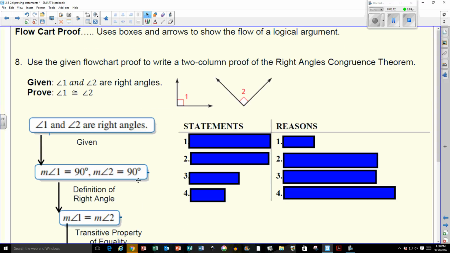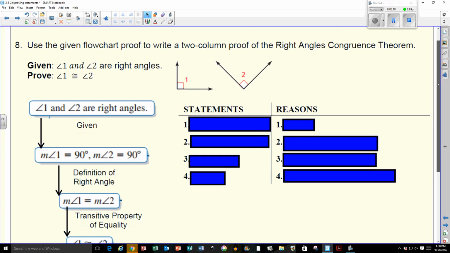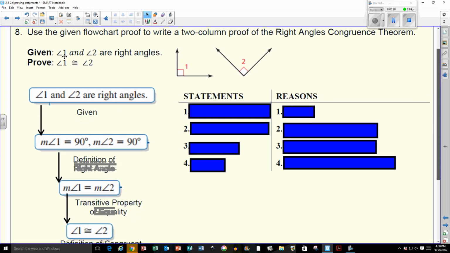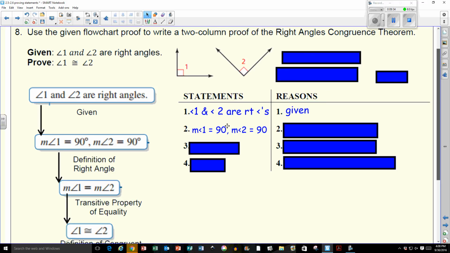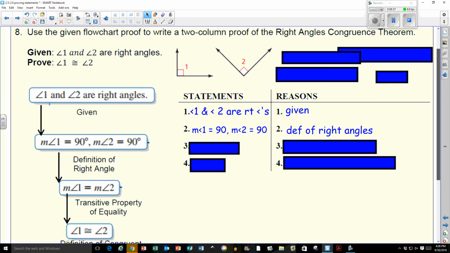All right. This is a flowchart proof. I really don't care for these, but I have to introduce them to you. So basically what happens is you're given that angle 1 and angle 2 are right angles. So that's given. Then because they're right angles, that means they are equal to 90. So measure of angle 1, measure of angle 2 both equal 90. That's the definition of right angle.